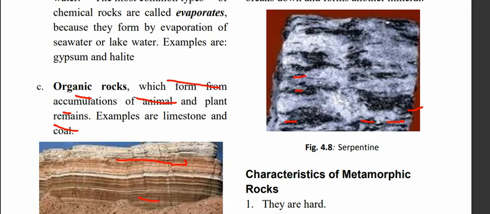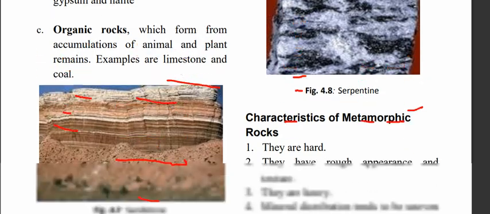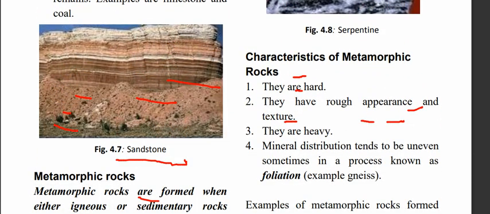It is a metamorphic rock. Let's look at some characteristics of metamorphic rocks. They are hard. They have rough appearances and texture. They are heavy. Mineral distribution tends to be uneven, sometimes in a process known as foliation.